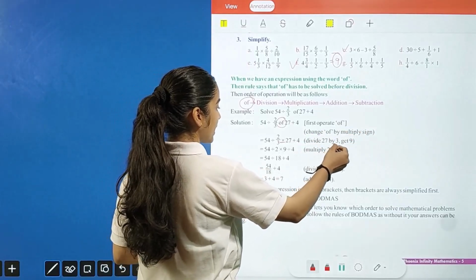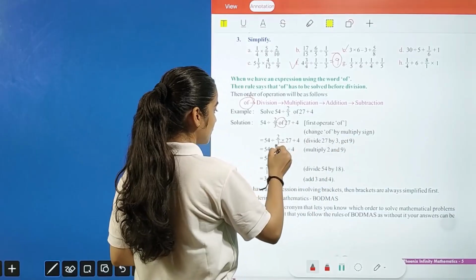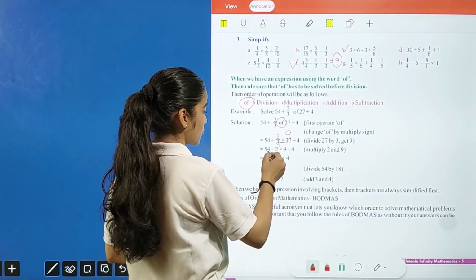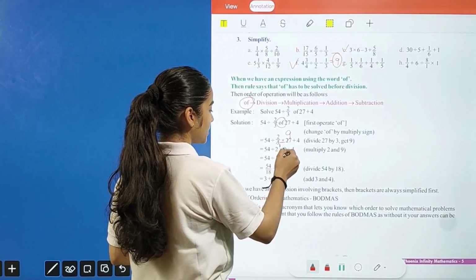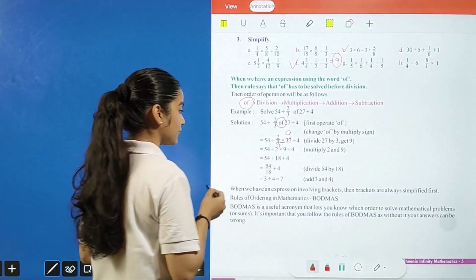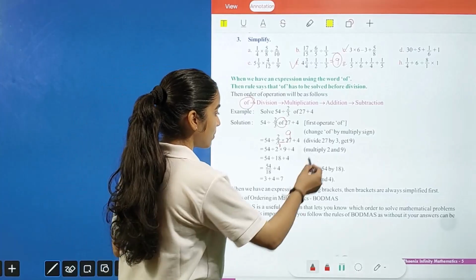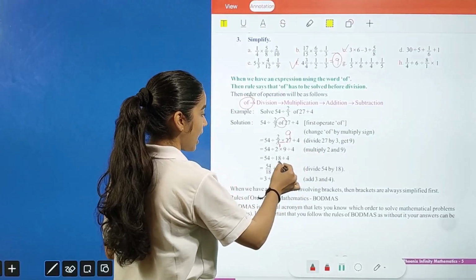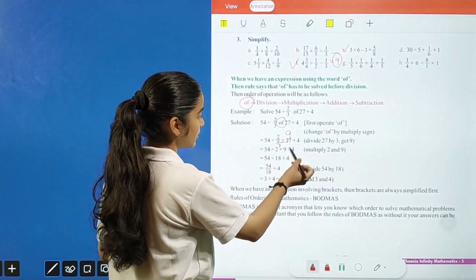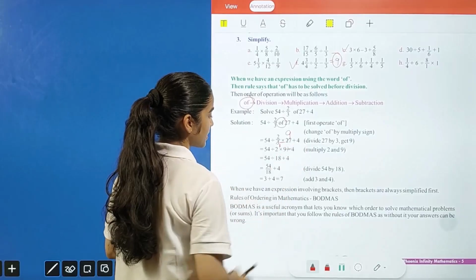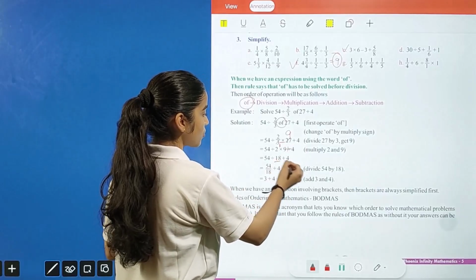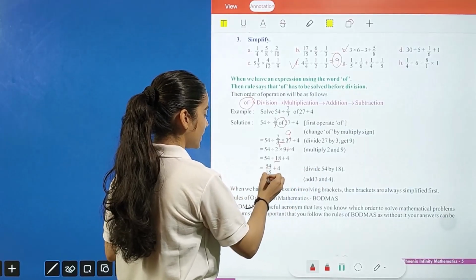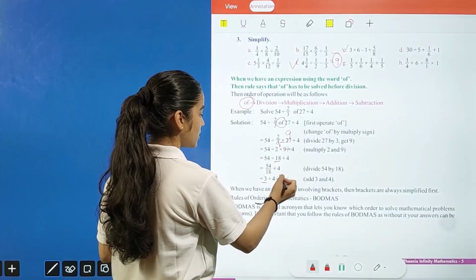Divide 27 by 3 and get 9. So 3 ones are 3 and 3 nines are 27. So 54 divided by 2 multiplied by 9, plus 4. Then what you have to do, you have to take a division. So first you have to multiply 2 and 9. So you will get 18. Now 18 you have to solve first. Now you have to take division first. So 54 divided by 18 is 3, and then 3 plus 4 is 7.